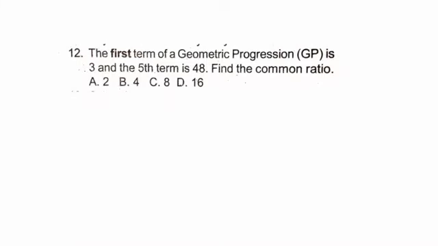Question 12: the first term of a geometric progression, that's GP, is 3, and the fifth term is 48. Find the common ratio. If you look at this question, it is picked from the sequence topic and it's under geometric progression. So how do we solve it? Let's go to the solution.